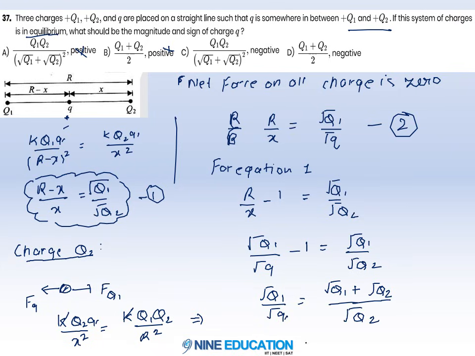So what is the answer? Then Q becomes square of Q1 under root Q2 upon (under root Q1 plus under root Q2) whole square. So which option is correct? C option is correct.